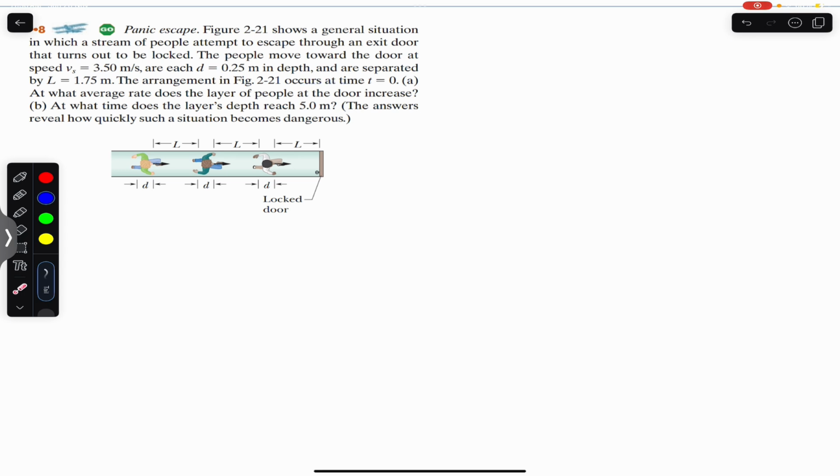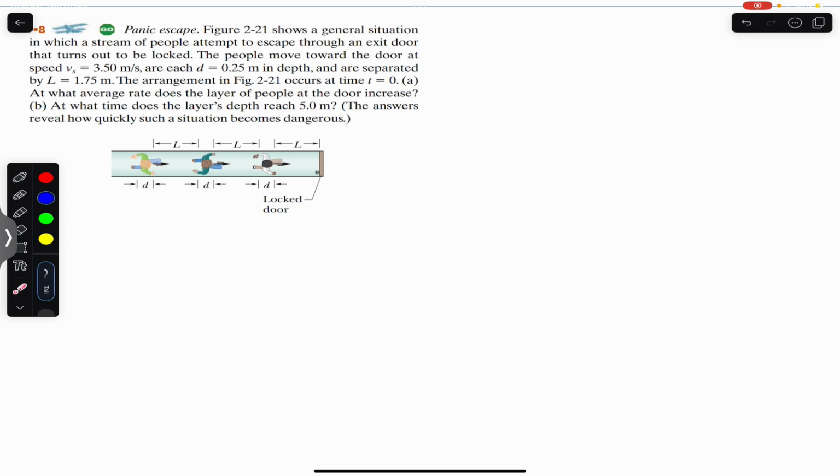So we are required to find the average rate. At what average rate does the layer of people at the door increase? And in the second part it is asked, at what time does the layer depth reach 5.0 meter?